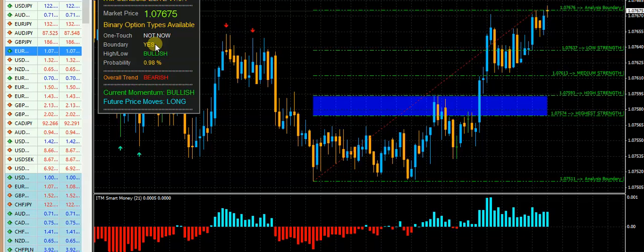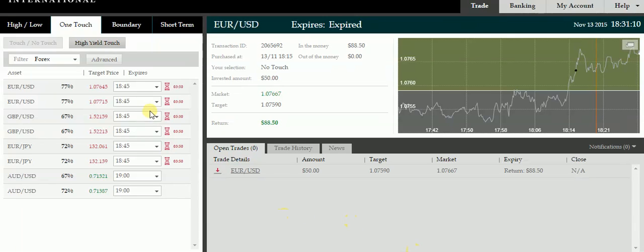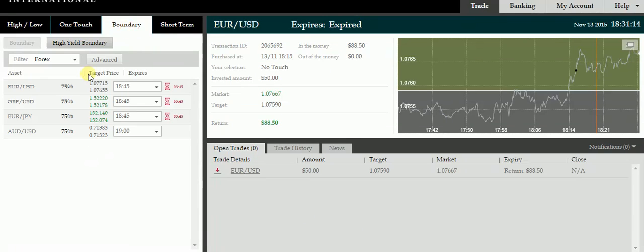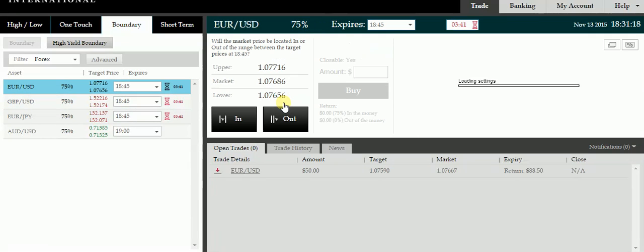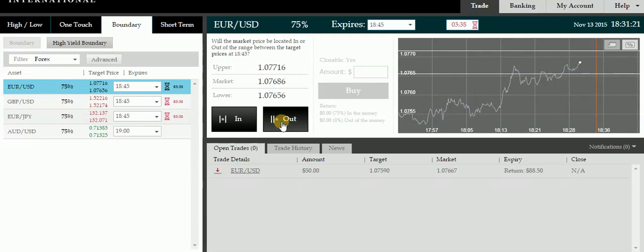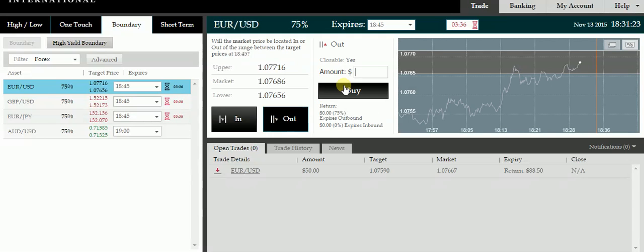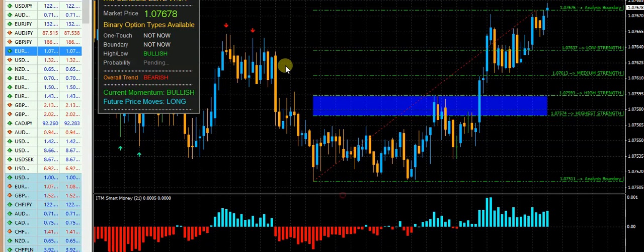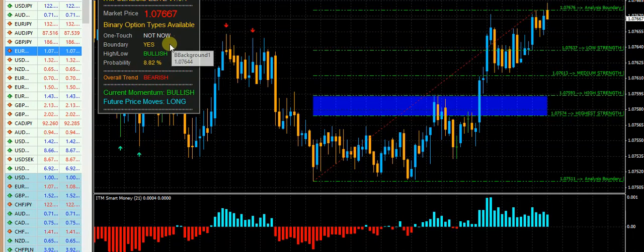So here we have a boundary option available. So just go to our platform and go on boundary, Euro USD to expire in 15 minutes. Our boundary out, $50 for investment amount. So just go back to our chart, see if that boundary is still available. So just wait for this candlestick to expire to enter our trade.